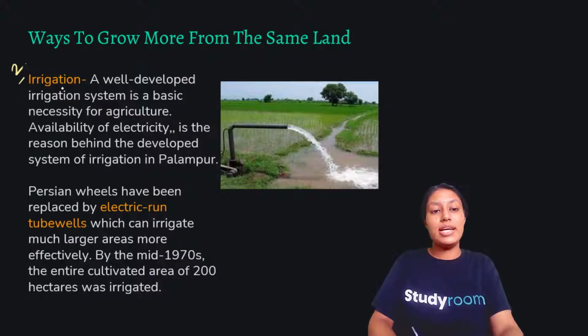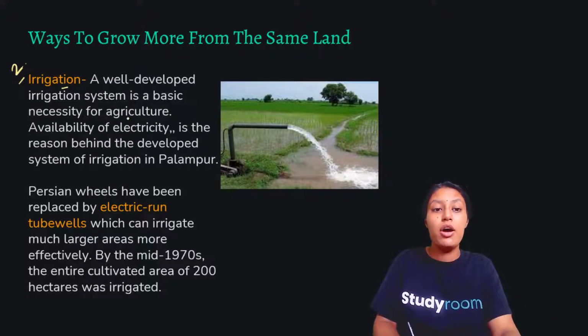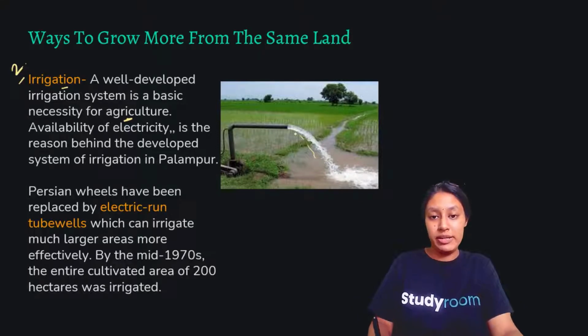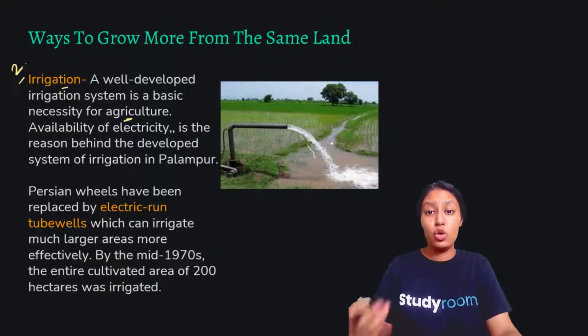The second way to do so is irrigation. The irrigation system is a well developed system, and it is very much a necessity for agriculture. Irrigation basically means watering the plants to foster their growth. When we water them, their rate of growth becomes high. They will grow very quickly.